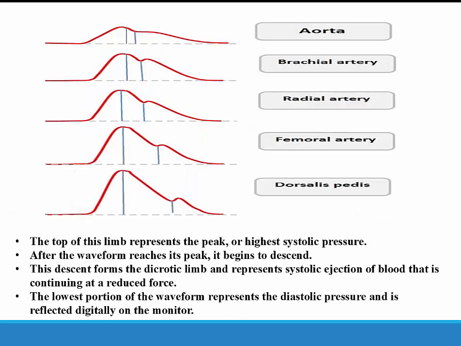The top of this limb represents the peak or highest systolic pressure. After the waveform reaches its peak, it begins to descend. This descent forms the dicrotic limb and represents systolic ejection of blood that is continuing at a reduced force. The lowest portion of the waveform represents the diastolic pressure and is reflected digitally on the monitor.